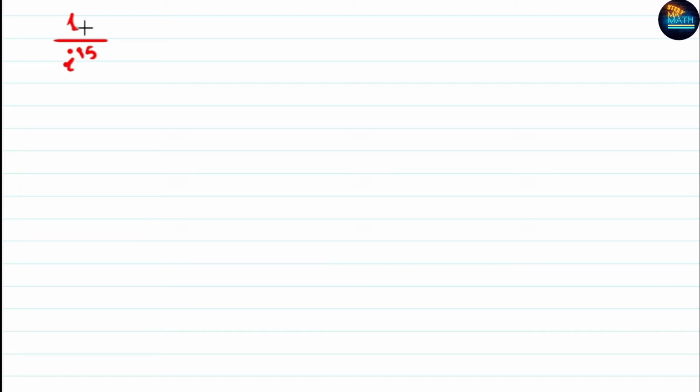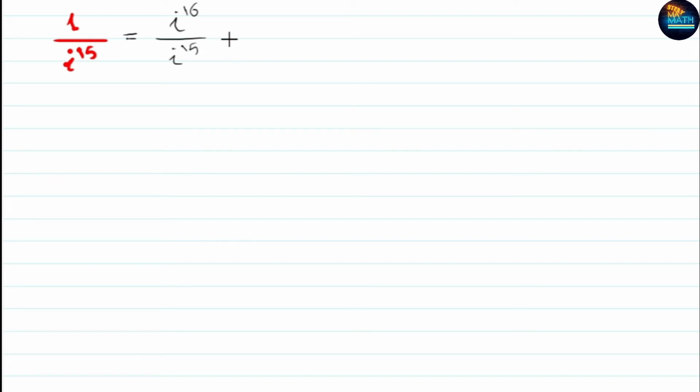1 is equal to i to the power of 4, or i to the power of 8, or i to the power of 12, or i to the power of 16, because the power is a multiple of 4. So you can replace 1 with any of these, like i to the power of 16, because 16 is more than 15. So it's better because it will be easy to get the answer easily.